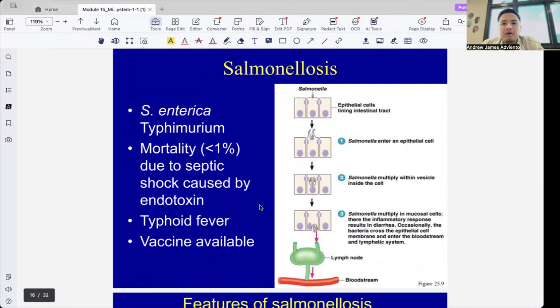Next, salmonellosis. So salmonellosis, this infection is caused by salmonella. So it can lead to food poisoning or typhoid fever. So severe cases may result in septic shock due to the toxin.